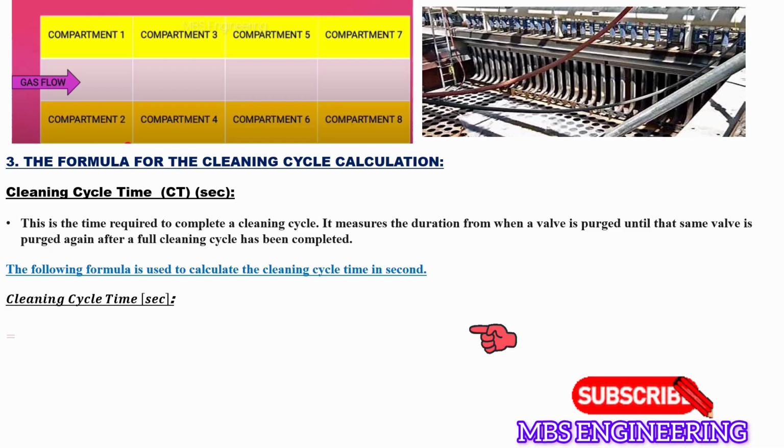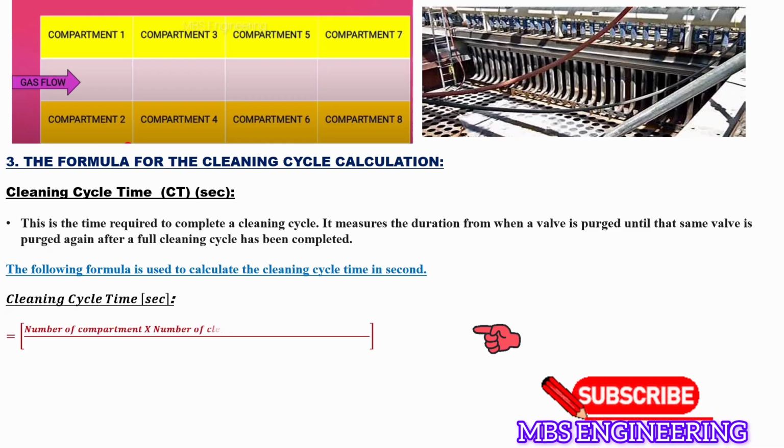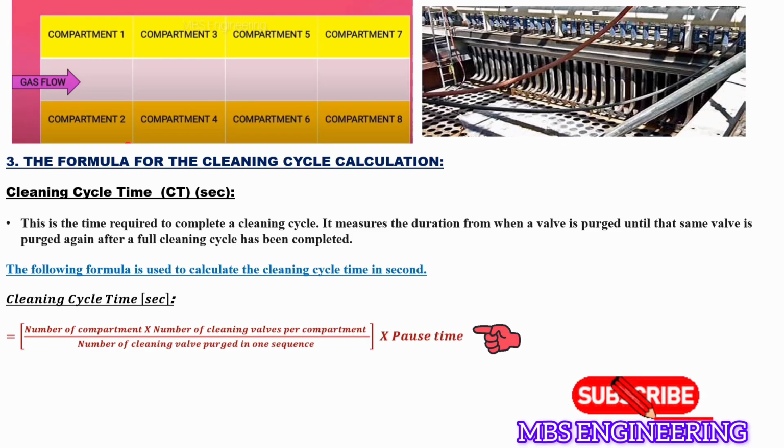The following formula is used for offline baghouses, which have compartments. It involves multiplying the number of compartments by the number of cleaning valves per compartment and the pause time. The result is then divided by the number of cleaning valves purged in one sequence. Please refer to the provided images. The baghouse has 8 compartments, and each compartment has a set of purge cleaning valves.